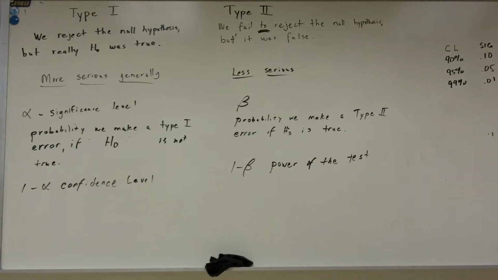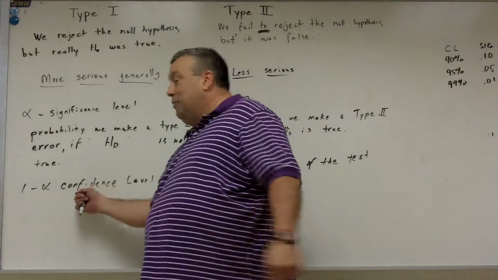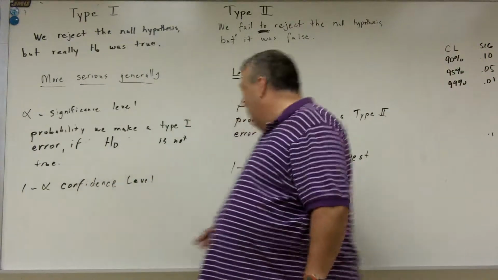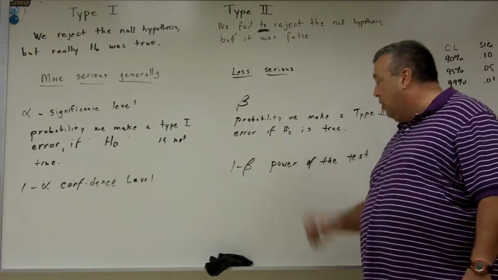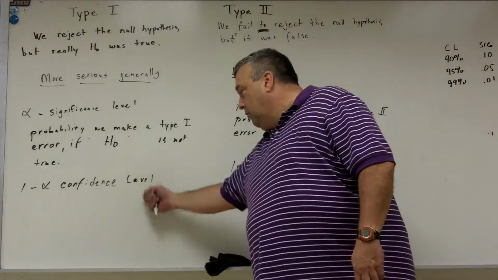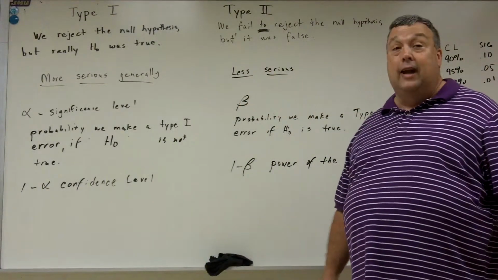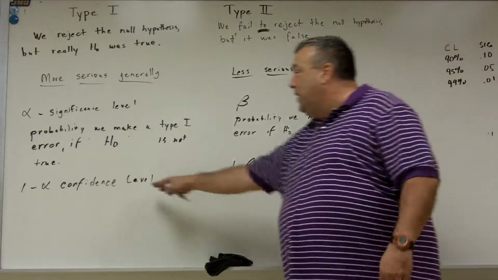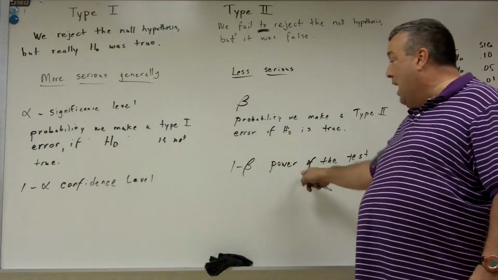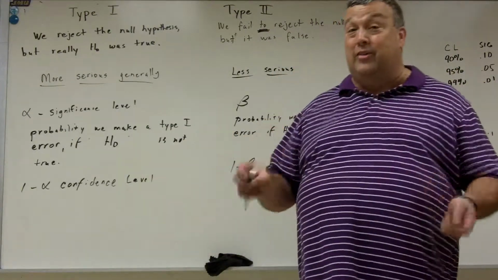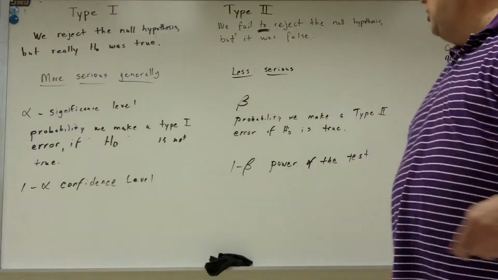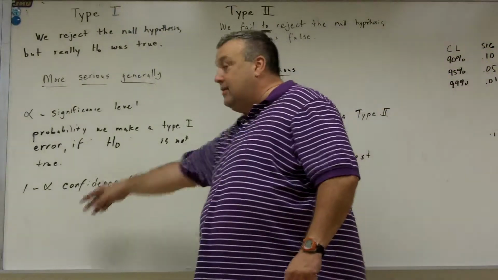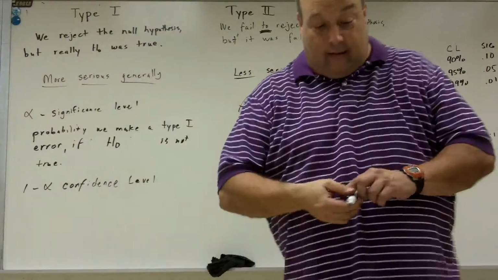Here's the deal. Anytime we do something to make the confidence level bigger, we lower the power of the test. Anytime we do something to make the power bigger, we lower the confidence in the test. The only way we can make both of these better, the power and the confidence, is to increase our sample size. That's the only way you can increase both power and confidence.